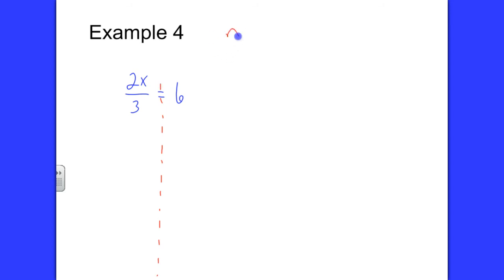Probably the first thing you need to realize is that this 2x over 3 is the same thing as 2/3 x. Would you please write that down just like that? Put the 2/3 in front of the x. These are the same equation, and you're going to see it written both ways. So I want to make sure you understand that these two things are the same idea. Might make your life a little bit easier.